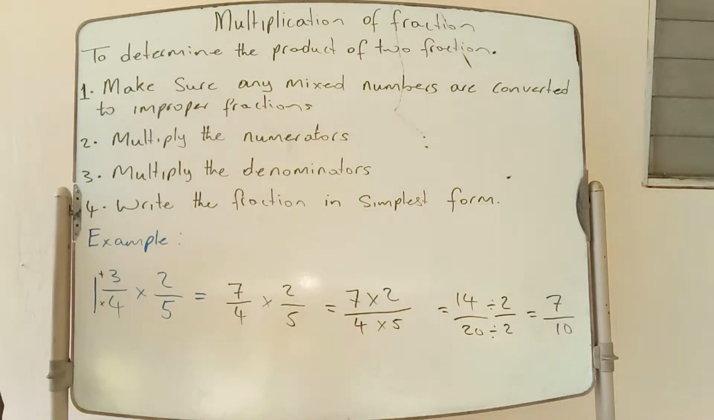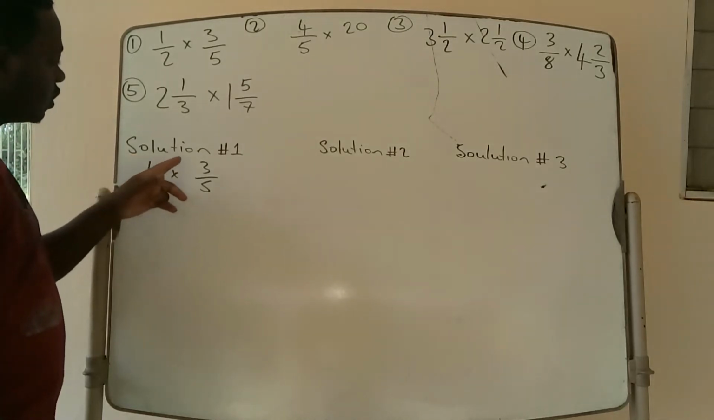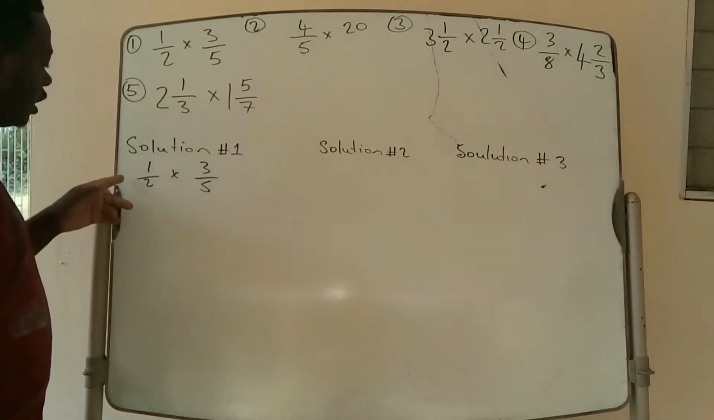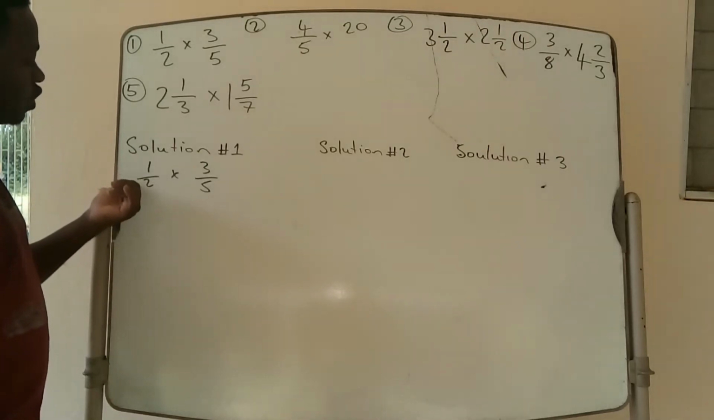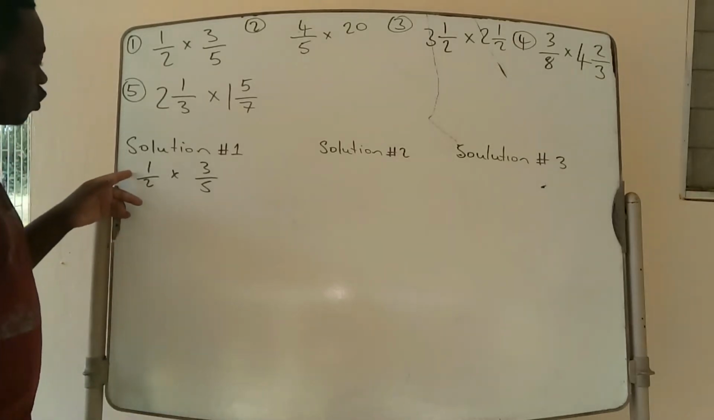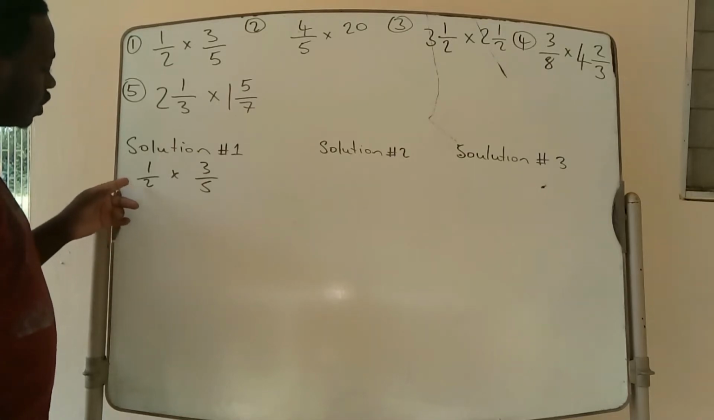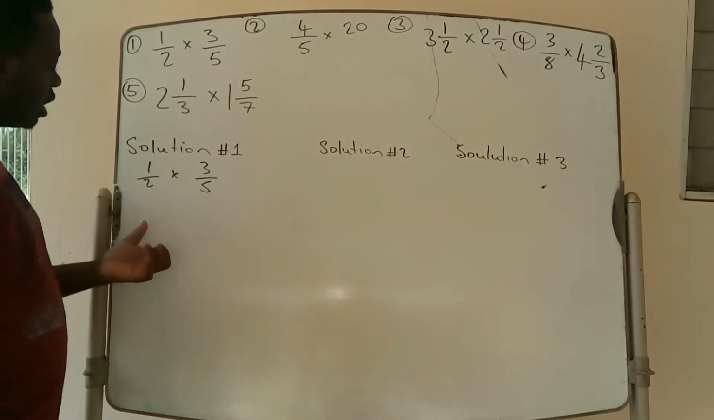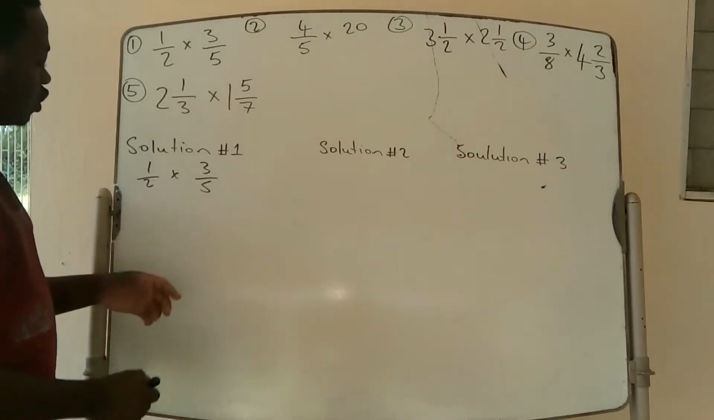Okay? So now to example 1. We have 1/2 times 3/5. Step 1, remember to convert any mixed number to improper fraction. There's no mixed number in this problem. So we're just going to move to step 2, which is to multiply the numerators. Then step 3, which is to multiply the denominators. And then step 4, which is to reduce the fraction if it can be reduced.